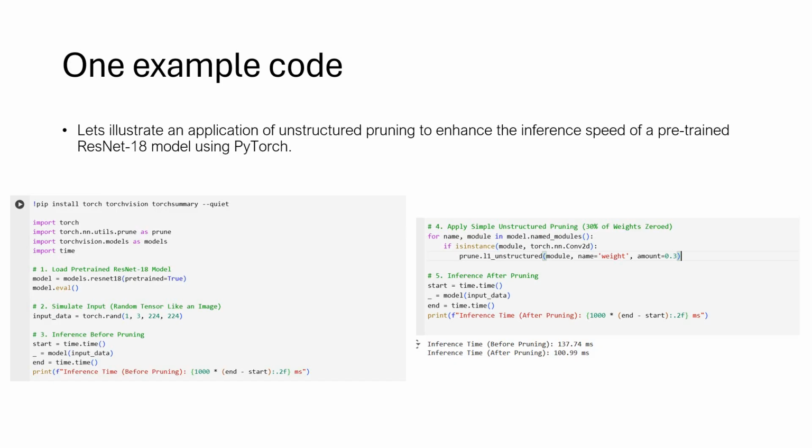What is the first step? We'll go ahead with loading the pre-trained ResNet 18 model. Then we can simulate input, which is nothing but a random tensor like an image. And then we will go ahead with inferencing. We will understand the inference time before pruning. Then we will apply the simple unstructured pruning, using techniques available with PyTorch, and we will get 30% of the weights zeroed right away. And then we will measure the inference time after pruning. So the comparison is presented right away in front of you.